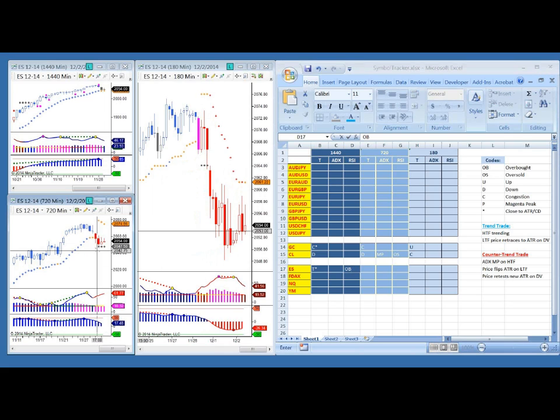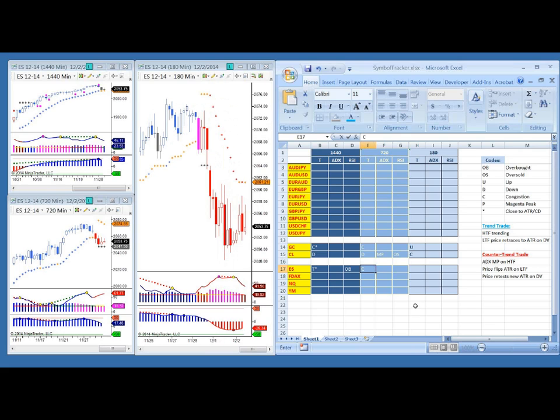Now, down to the 720, we are in congestion. Are we at an ATR or at a congestion dot? We're about 10 points away from a congestion dot. It's not right on it, so I'm not going to mark it. Are we oversold or overbought on the ADX? No. On the RSI? No.